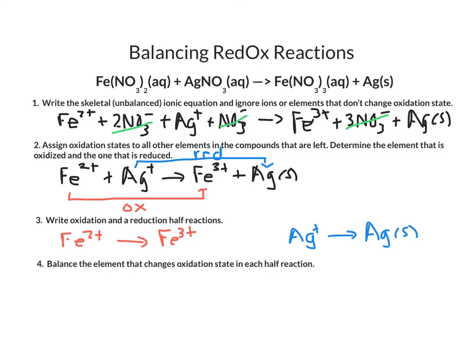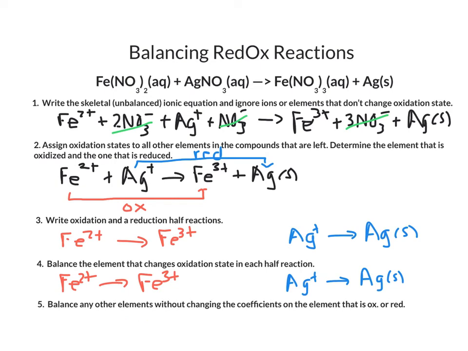The next step is to balance the element that changes oxidation state, so iron in this case and silver in this case, in each of the respective half reactions. In this case, they're already balanced because I have 1 iron on the reactant side and 1 iron on the product side, so I don't really have to do much. Same thing with the silver. I have 1 silver on the reactant side and 1 silver on the product side already, so that's already balanced.